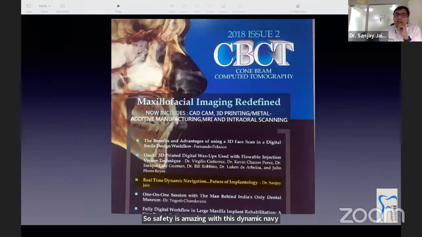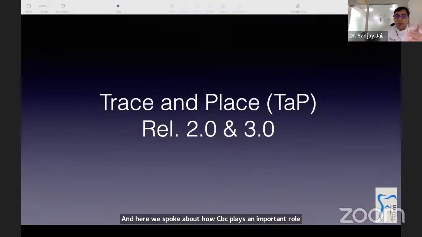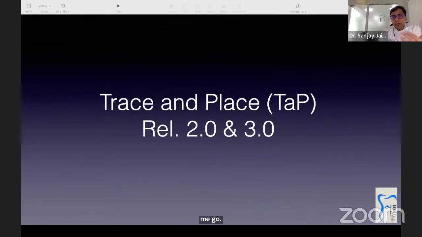This was one of the first articles that I wrote in a CBCT magazine, by the Computer Aided Implantology Institute across the world, which has this as their in-house journal. And here we spoke about how CBCT plays an important role in dynamic navigation. So when we are talking about dynamic navigation, let me take you through the steps so that your understanding of the clinical cases and the video that I'm going to show you becomes much easier.